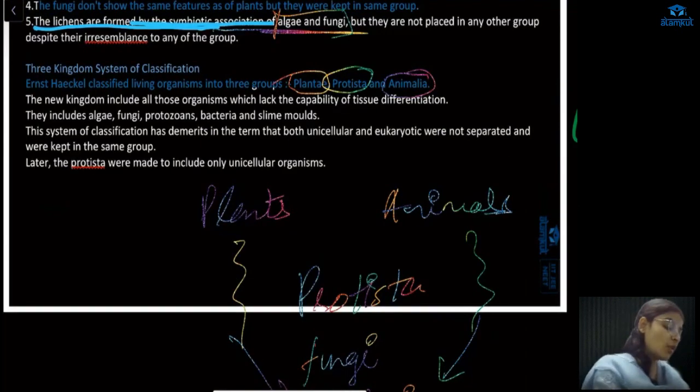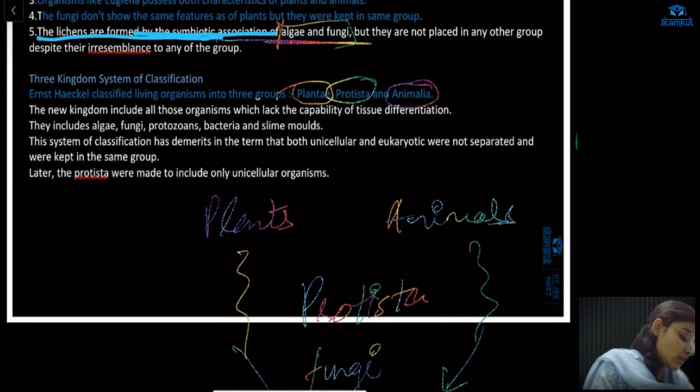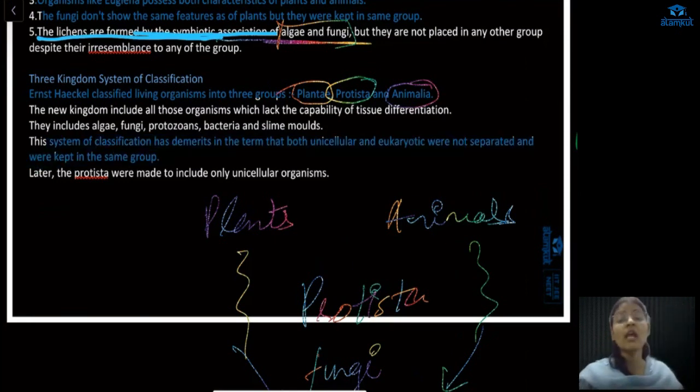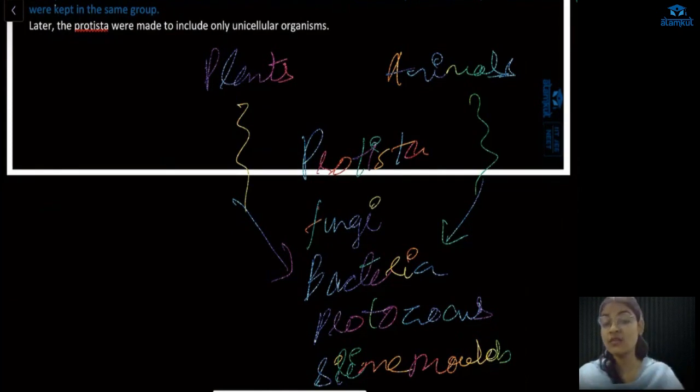Okay, some of these flaws are written here. This system of classification has demerits in that unicellular and eukaryotic organisms were not separated and were kept in the same group. As I have told you, unicellular and prokaryotic were in it too, and eukaryotic ones were also in it, and fungi has no classification. Protozoans have both the characteristics of plants and animals. So all the dumped similarities were just put as they are in Protista.